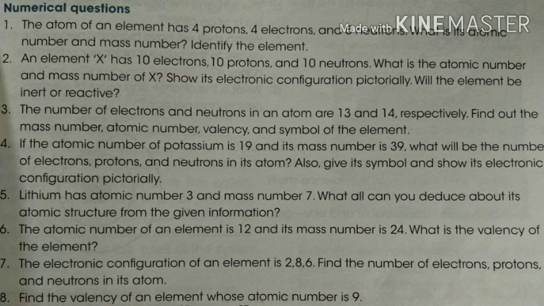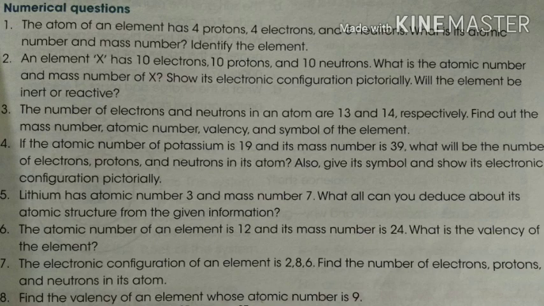Since the mass number is 7, neutrons equal 7 minus 3, which is 4. Therefore, the nucleus contains 3 protons and 4 neutrons. There are 3 electrons around the nucleus. These 3 electrons will be revolving around the nucleus in different shells. 2 electrons will be in the K shell and the remaining 1 electron will be in the L shell.